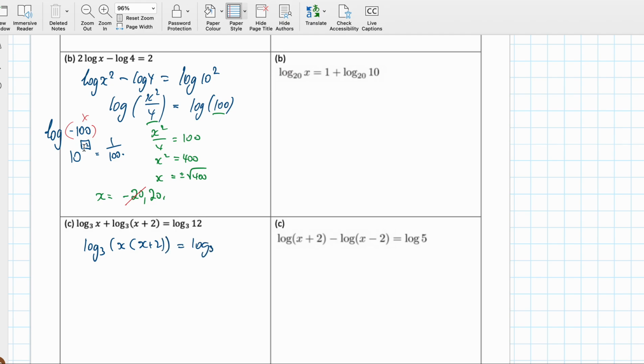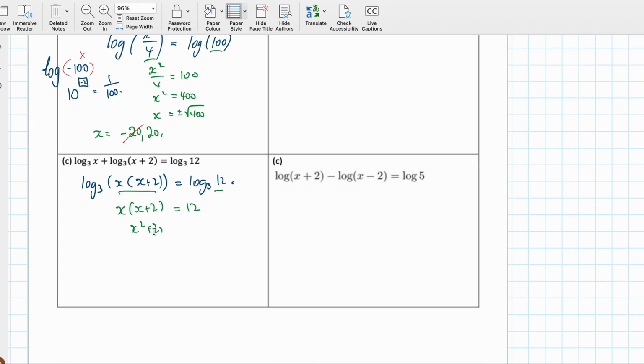Equate the insides. Expand. And we see it's quadratic, so we may as well bring it to both sides. So I'm going to use Null Factor Law now.